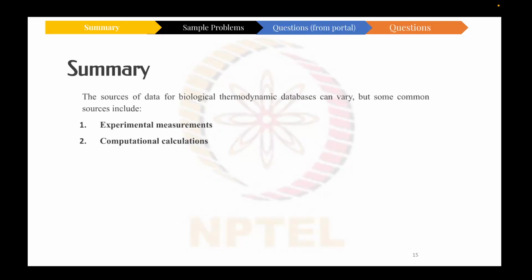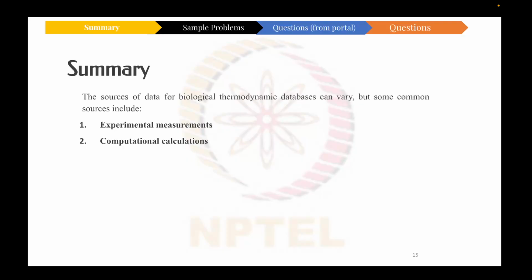Some thermodynamic databases also get data from literature reviews. They include data that has been curated from scientific literature, including both experimental and computational data. The curators of the database may review the literature and select the data that meets certain criteria, such as accuracy of the measurements and reliability of the methods used. Then we have data sharing.